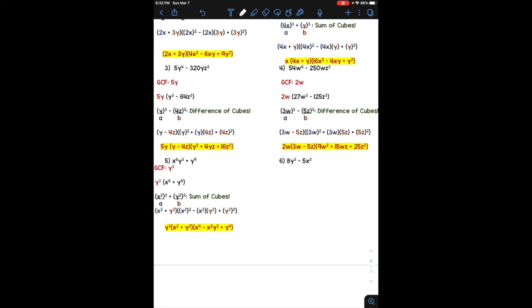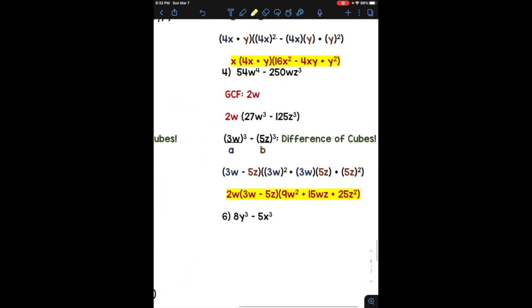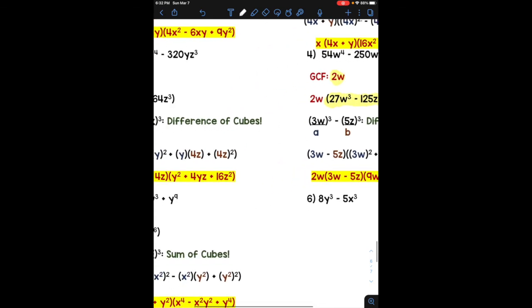Here are your answers to problems 4 and 5. Problem 4 has a GCF of 2w. After factoring it out, we have our binomial 27w cubed minus 125z cubed. We can write that expression as a difference of two cubes, so we follow along with the difference of cubes model and get our two factors. In our answer, don't forget to write our GCF out in front, which happens to be 2w.